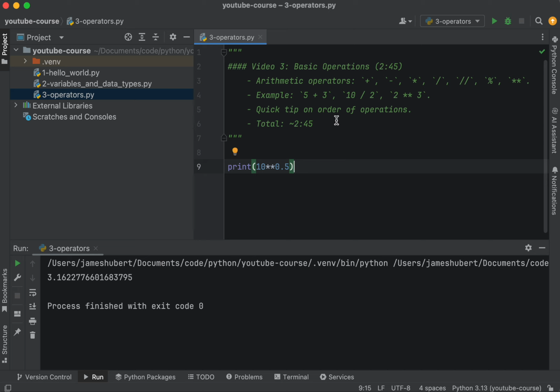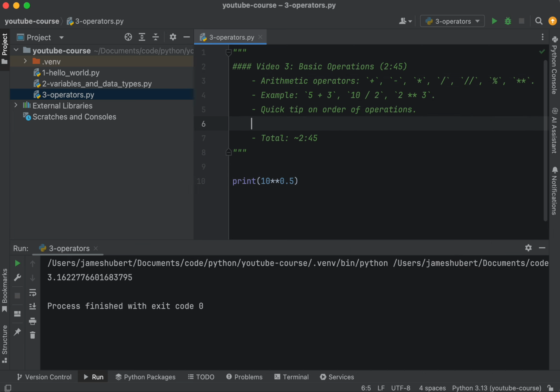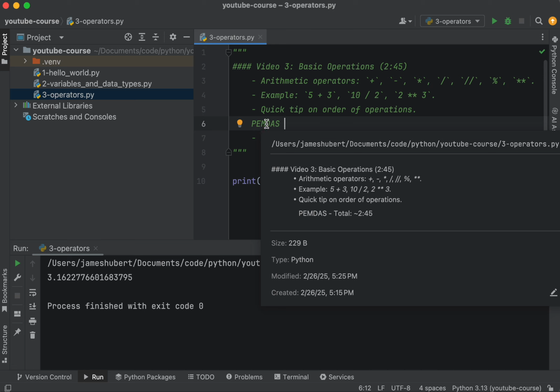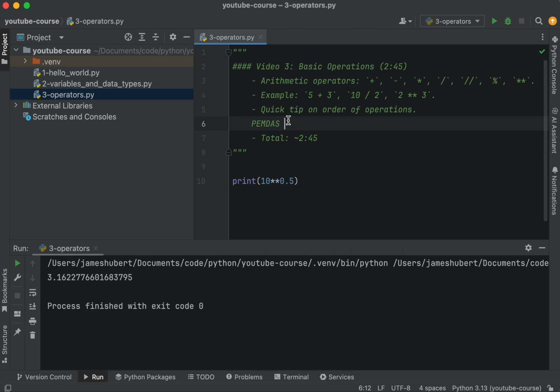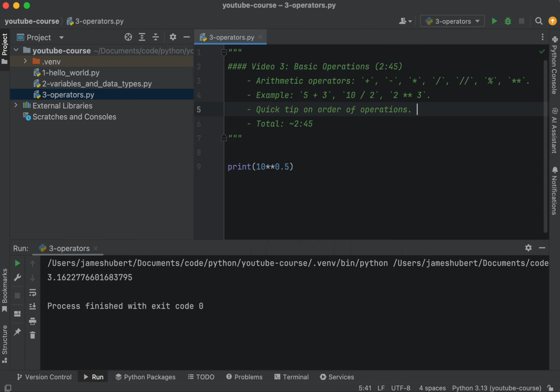So those are the arithmetic operations, and it does go by PEMDAS, the order of operations. That is parentheses, exponents, multiplication, division, addition, and subtraction. So that is operations in Python.